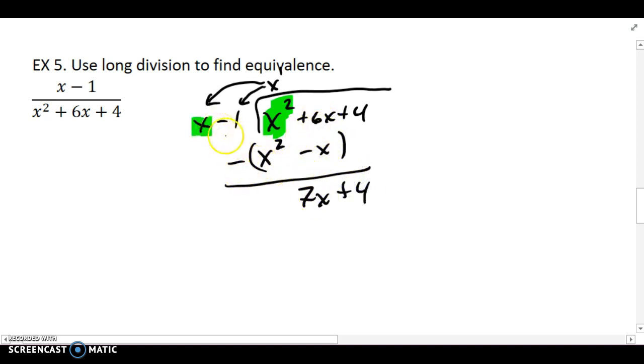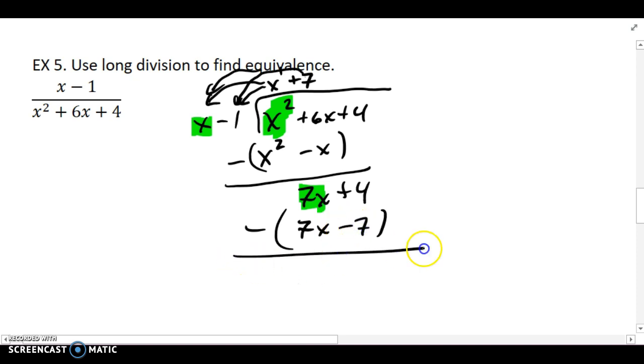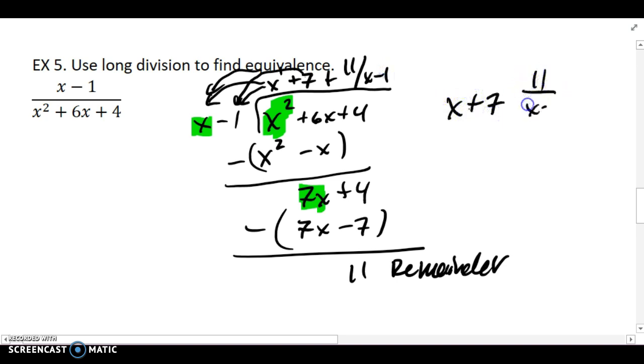Then we match again. Okay, I'm going to highlight that in green. I'm going to match again. So I need a 7 to get 7x. This 7 also has to go to the 1 and the x, so we're going to get -7. Don't forget 2 negatives make a positive, those cancel. So 4 minus -7 is 11, and that's the remainder. So we have 11 over x minus 1. So the final answer is that, and that's a 1.